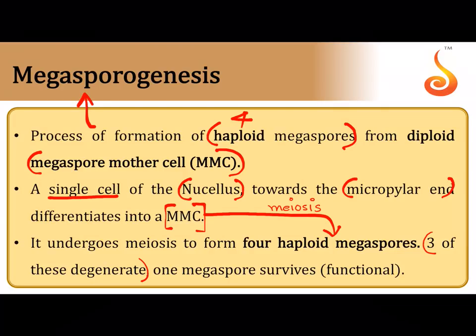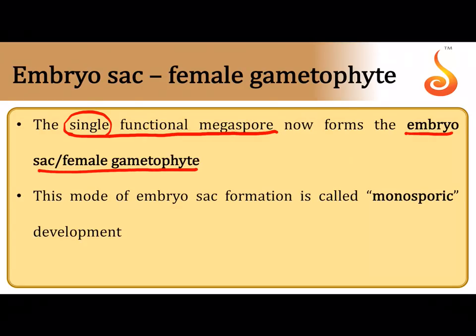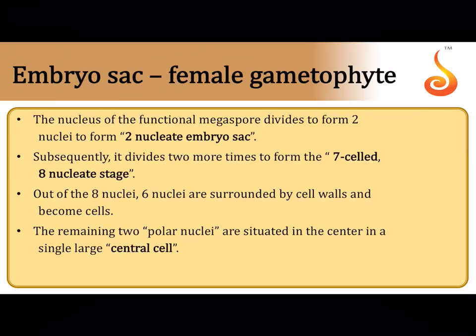How many of the 4 die? 3 of them die. Only one megaspore survives, which is called the functional megaspore. What happens to that single megaspore that is living? It becomes the embryo sac. Because there is only one megaspore that becomes the embryo sac, what is this development called? Monosporic.